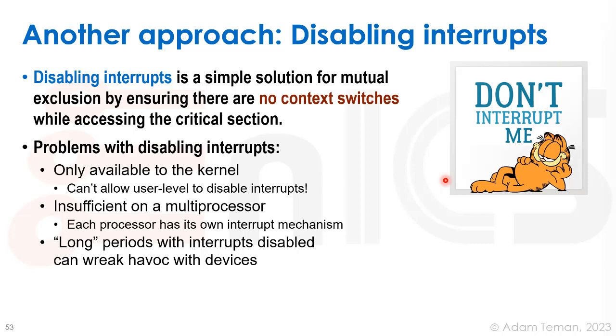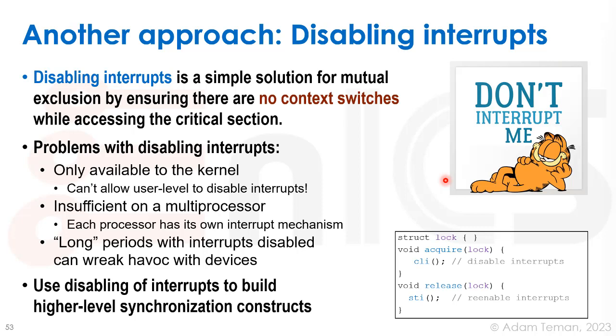And long periods with interrupts disabled can really wreak havoc on all kinds of devices that are connected in some sort of a system. So you should really use disabling of interrupts to build higher level synchronization constructs, such as a lock. So acquiring a lock can be just to clear the interrupts, and releasing the lock can be setting the interrupts back.